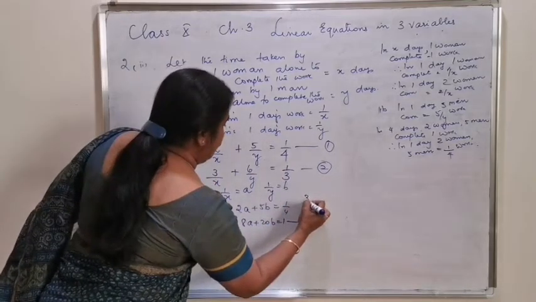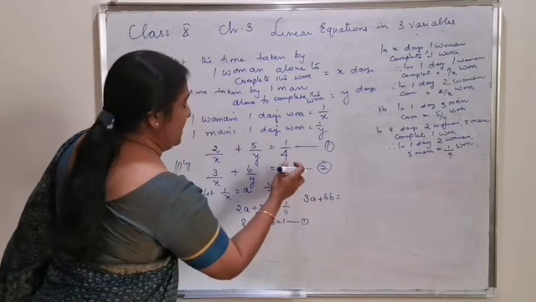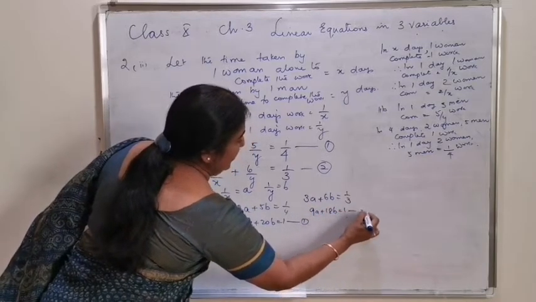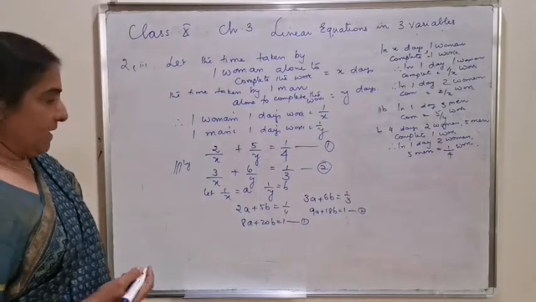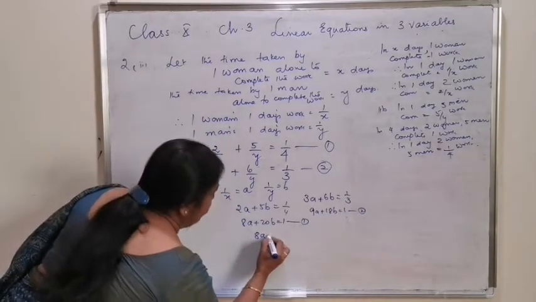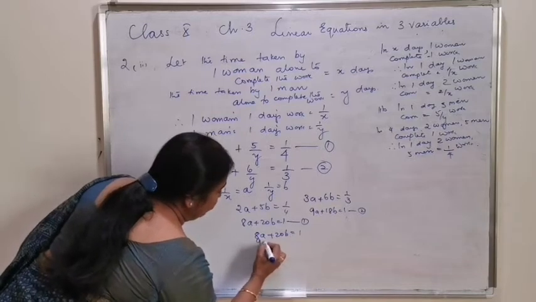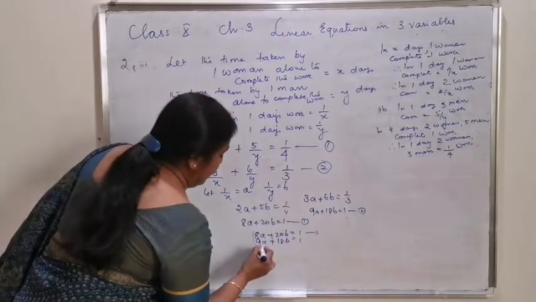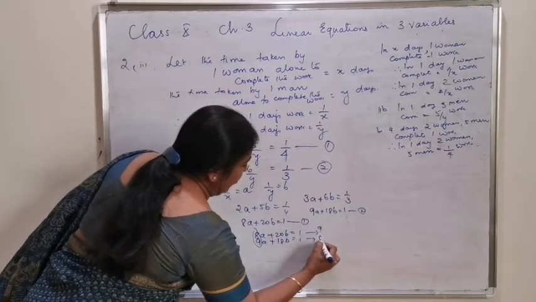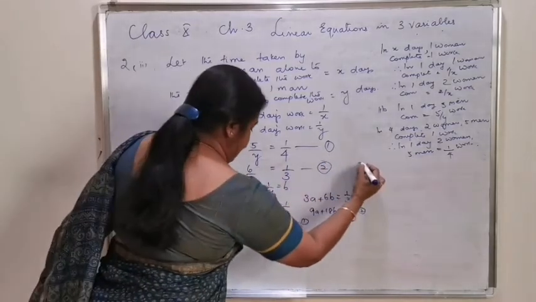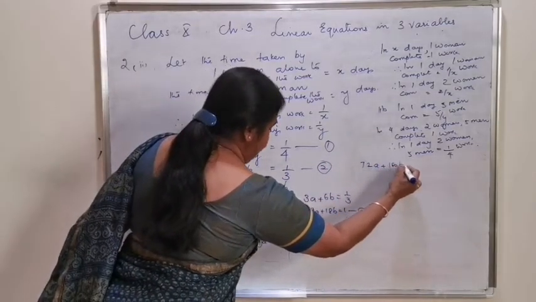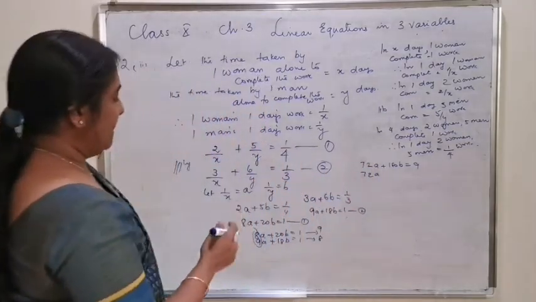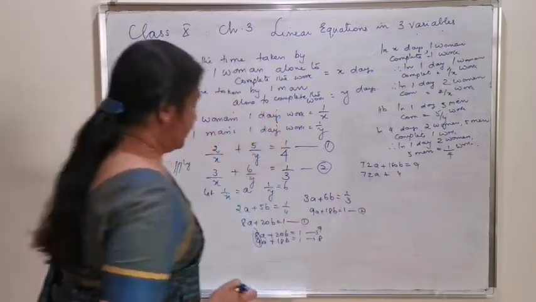Again, 3a plus 6b is equal to 1 by 3. 9a plus 18b is equal to 1. Equation number 2. 8a plus 20b is equal to 1. 9a plus 18b is also 1. Make it into the LCM of 72. Multiply by 9, multiply by 8. 72a plus 180b is equal to 9. 72a plus 8 8s are 64.